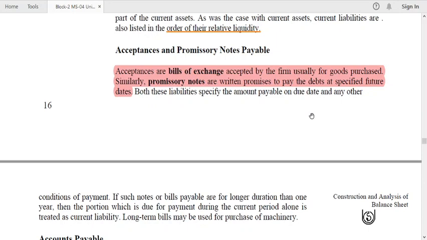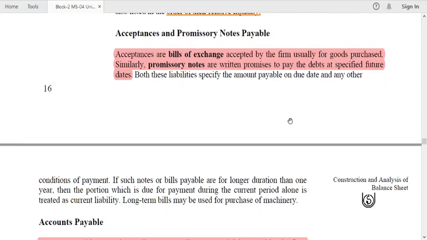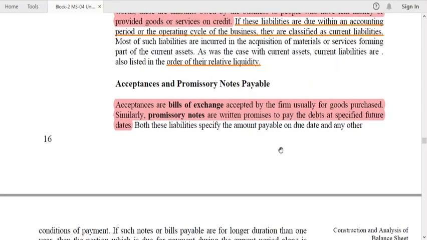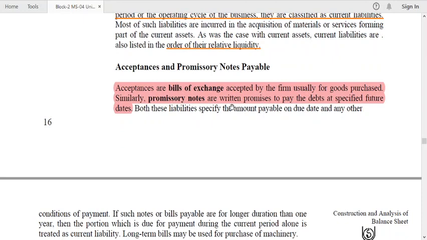Bills of exchange means there is a promissory note, a guarantee given in writing. If the company is holding a bill of exchange, then it is sure that the company is going to receive money from the vendors. I'm saying the reverse part. Acceptances are bills of exchange accepted by the firm, usually for goods purchased. Okay, that is bills of exchange, correct.